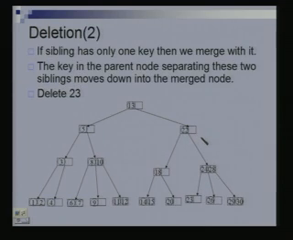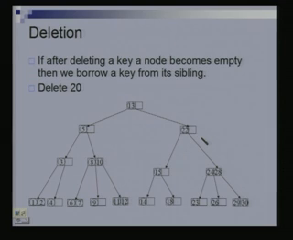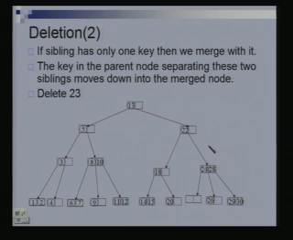Now, what happens if the sibling has only one key? Suppose I was trying to delete 23. When I delete 23, 23 goes away. I try to borrow one key from its sibling. This is the only sibling I can borrow from. I cannot borrow from here, and you remember the reason for this. This has only one key, so if I borrow from here, this becomes empty. So in this case, what did we say we do? In the case of a 2-4-3, we merge. First try to borrow, if not possible, then merge. So we'll merge this and this.